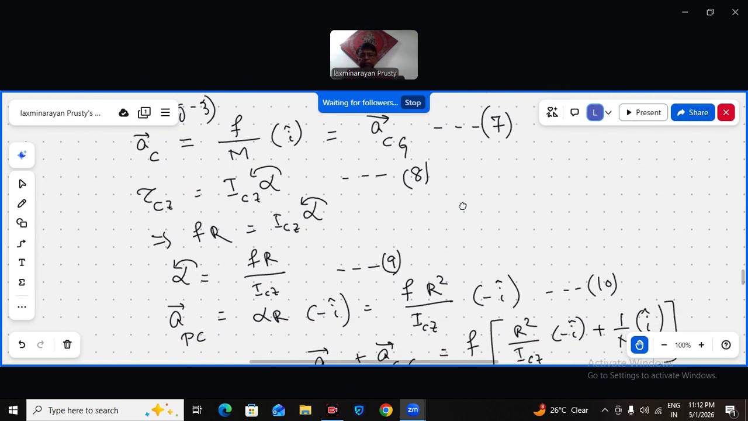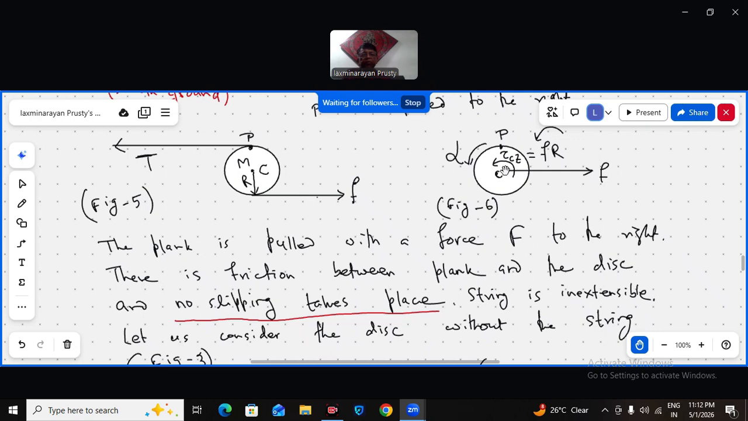So am I clear? So what is AP with respect to C? Alpha into R. This is R. So with respect to C, this is purely rotating. So this tangential acceleration of P with respect to C will be alpha R to the left.